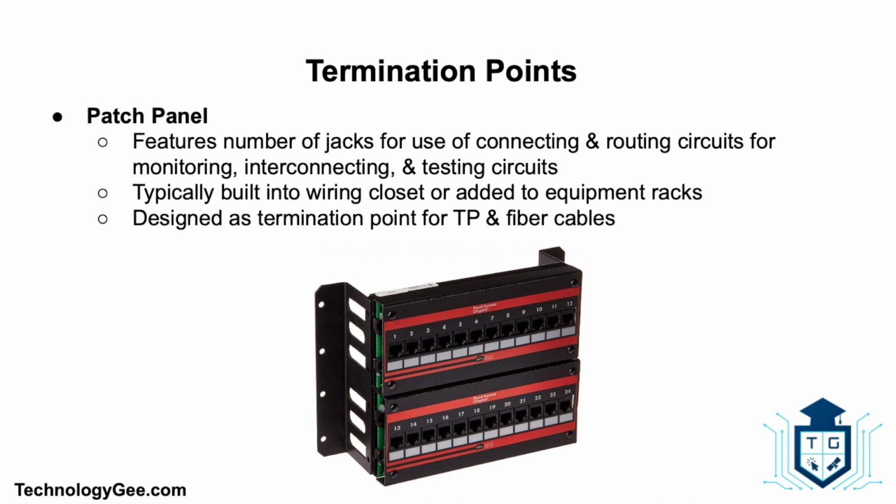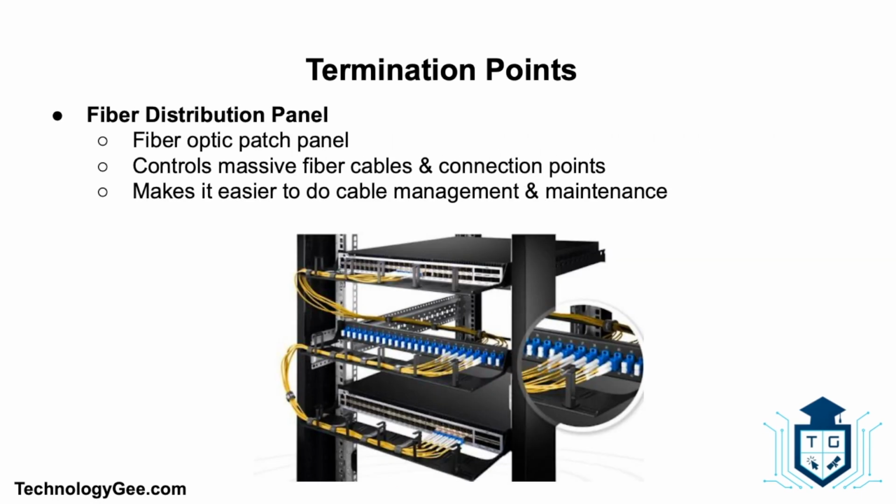Patch panels are typically built into a wiring closet or added to equipment racks, and patch panels are primarily designed as a termination point for twisted pair and fiber cables used in networks. And then we have a fiber distribution panel, also known as a fiber optic patch panel. This is mainly used for accommodating fiber cable terminations, connections, and patching. With fiber optic distribution panels, network technicians can control massive fiber cables and connection points in a standard panel or enclosure structure. Therefore, fiber distribution panels make it simple and convenient for us to do cable management and maintenance.